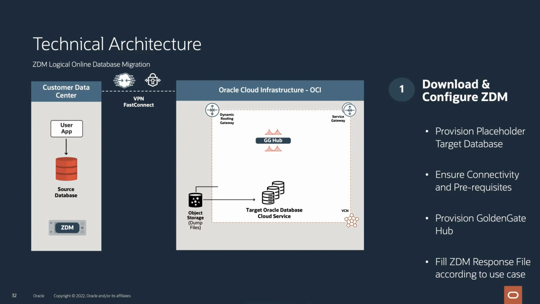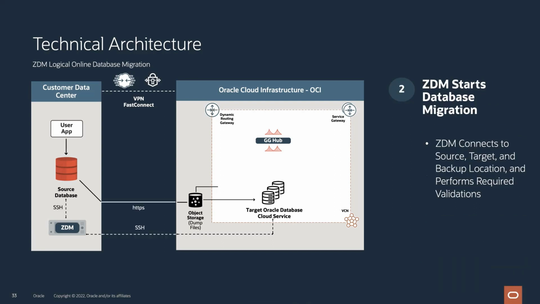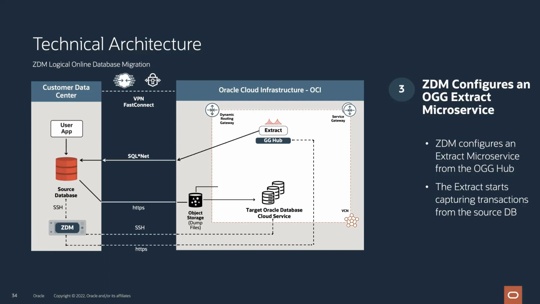Now, you of course have to provision the Golden Gate hub as I mentioned, because you will need some parameters regarding this hub for the response file. But when you've done all of this and you have it in place, what you do, of course, is you now issue the migration command. And as I mentioned, everything that happens from now until the end is done automatically by ZDM. So ZDM will now connect to the source, to the target, to the backup location, and to the Golden Gate hub and perform all the different validations to be sure that everything is in place. And once all the validations are there, ZDM connects to the Golden Gate hub and creates one microservice that is actually an extract.